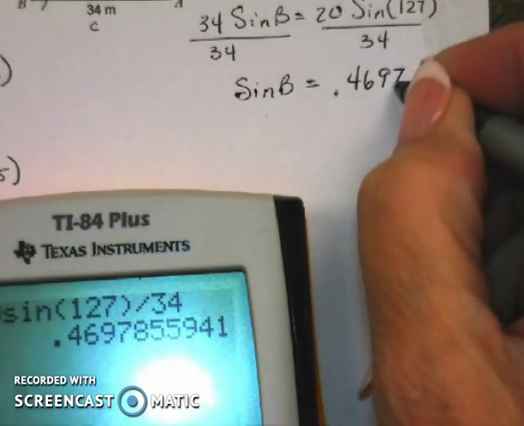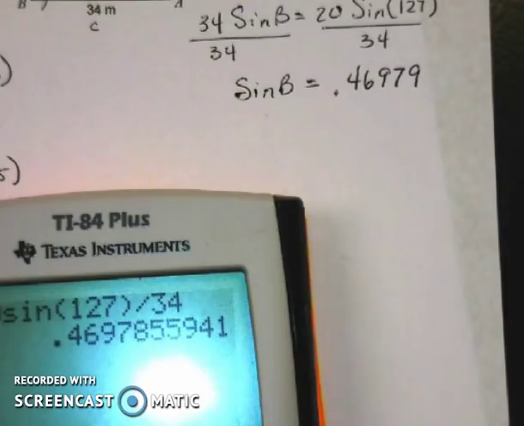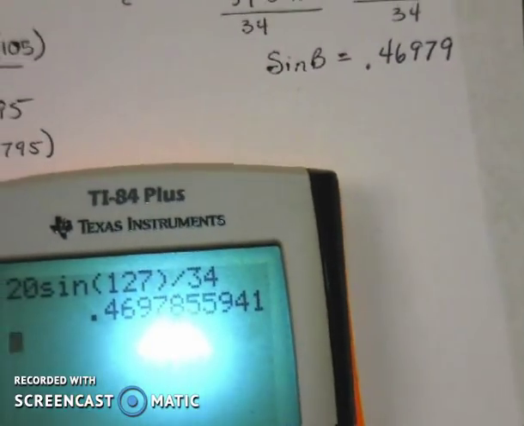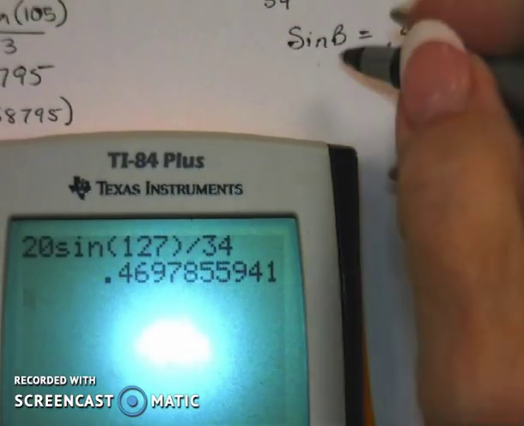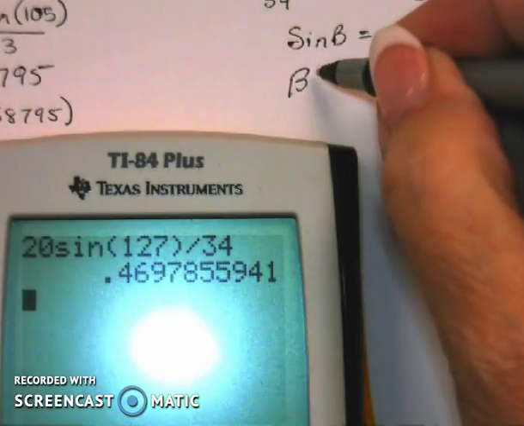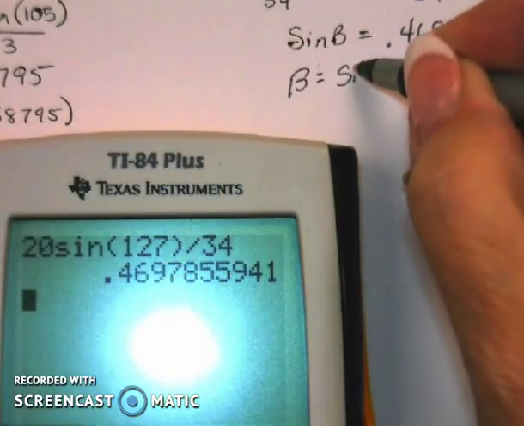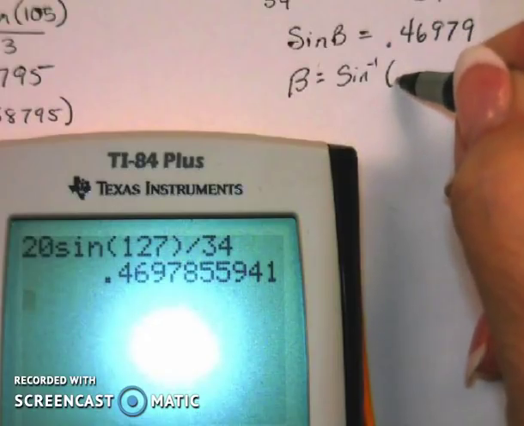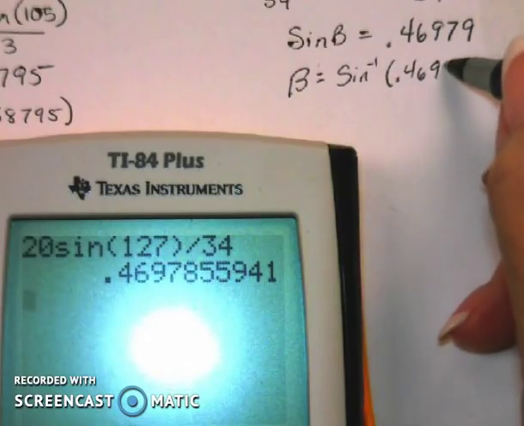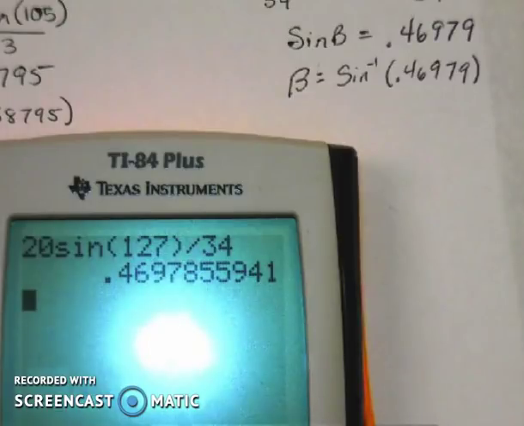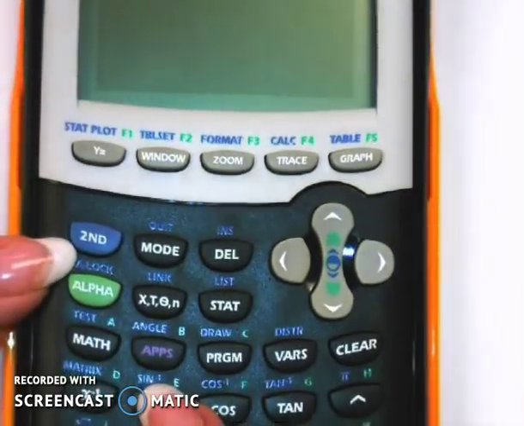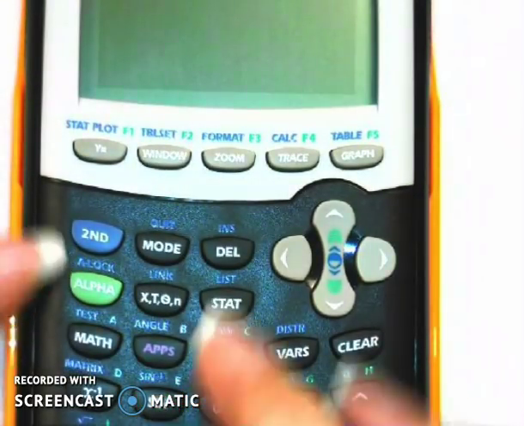0.4697, and let's round that up to a 9. Now, to find that, I need to find the inverse. So B would be the inverse sine of 0.46979. And again, I'm just going to put that in the calculator. Inverse is in blue. Don't forget, inverse is in blue right above sine.